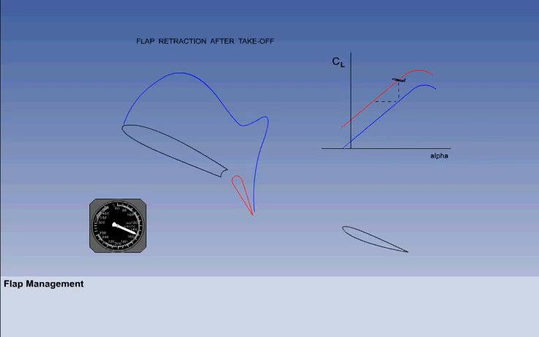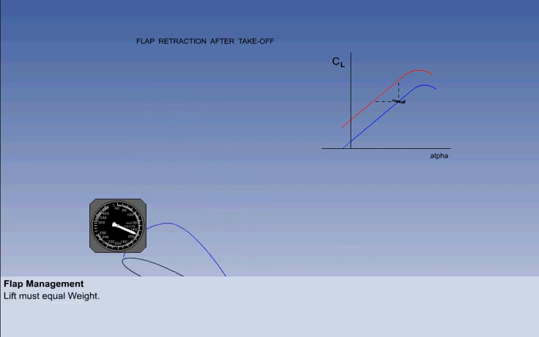This aircraft has just taken off, and it is now time to retract the flaps. Note the indicated airspeed of 150 knots and the aircraft position on the flaps down lift curve. As the flaps retract, the lift coefficient decreases. Lift is now less than the weight, and the aircraft will sink.